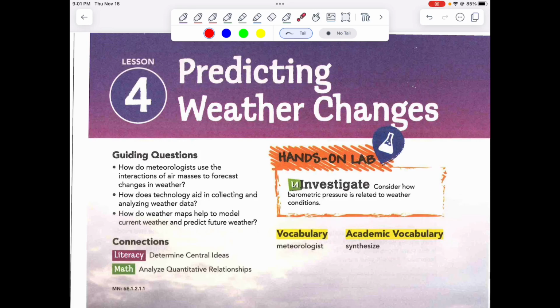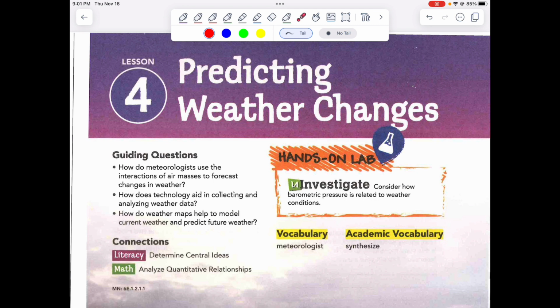Welcome to Topic 2, Lesson 4, Predicting Weather Changes. Today's guiding questions are: how do meteorologists use the interactions of air masses to forecast changes in weather? How does technology aid in collecting and analyzing weather data? How do weather maps help to model current weather and predict future weather?